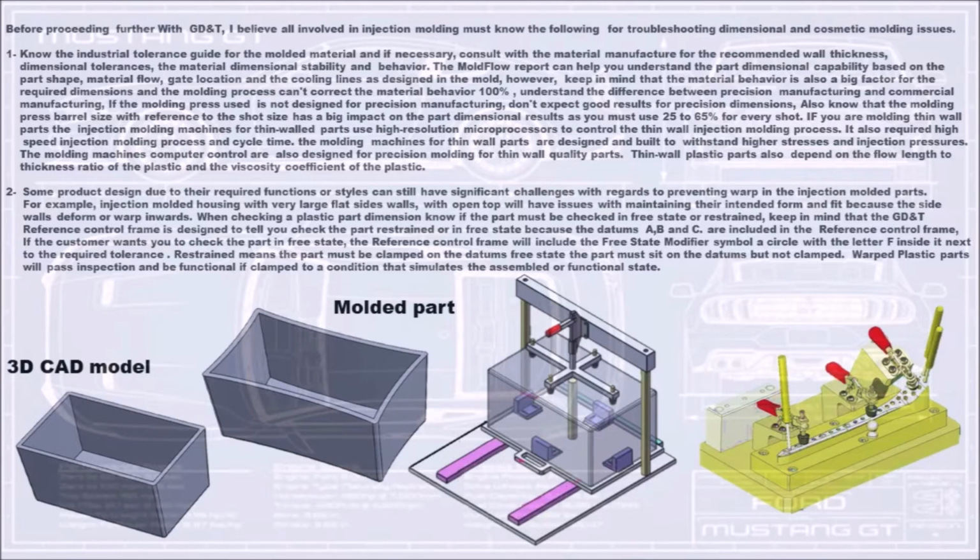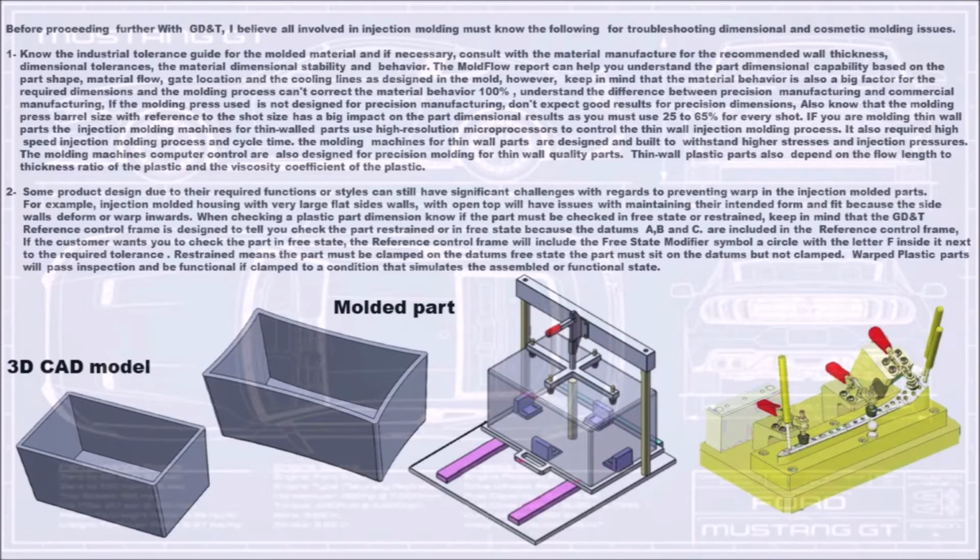If the molding press used is not designed for precision manufacturing, don't expect good results for precision dimensions. Also know that the molding press barrel size with reference to the shot size has a big impact on the part dimensional results, as you must use 25 to 65% for every shot.